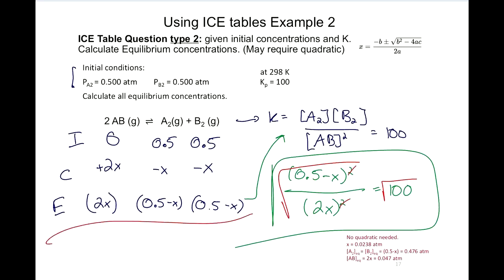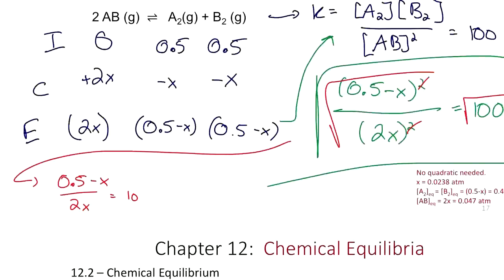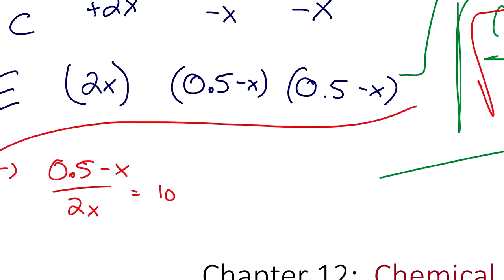So then this simplifies into 0.5 minus x over 2x equals 10. That is not the quadratic. That is just simple algebra that you can now solve. That's a lot easier. So this one does not require the quadratic at all. I mean, you could just plug it into Wolfram Alpha and get your answer, but there's a little trick here because it's a perfect square. And to prove to you I know how to do math, I'll solve it.